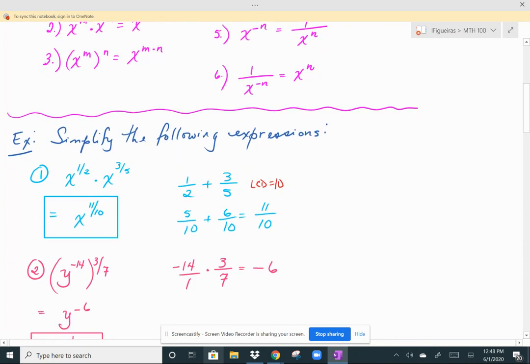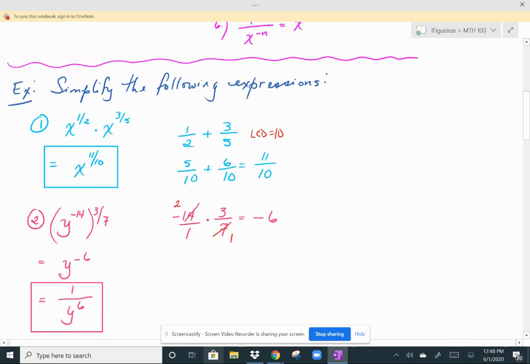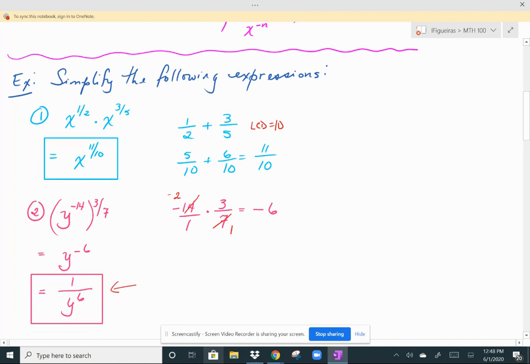I have y to the negative 14 raised to the 3/7. This is rule number 3. So that means I have to multiply the two exponents. That's the work you see here. So I have negative 14, I'm writing it as a fraction, as negative 14 over 1 times 3/7. That simplifies because 7 goes into itself once, goes into 14 two times, and negative 2 times 3, because this is negative, is negative 6. But we know that we can't leave negative exponents in our answer, so you rewrite this as 1 over y to the positive 6.